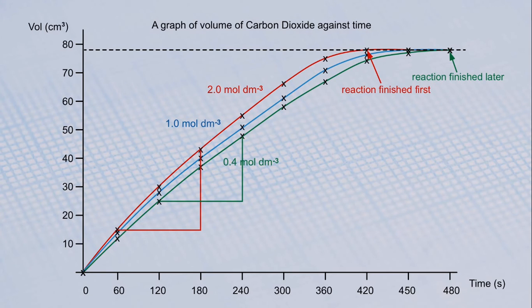This conclusion is consistent with collision theory considerations. Using more concentrated hydrochloric acid causes there to be more hydrochloric acid particles per unit volume, which leads to more frequent collisions between particles of hydrochloric acid and particles of calcium carbonate. This leads to a faster reaction.